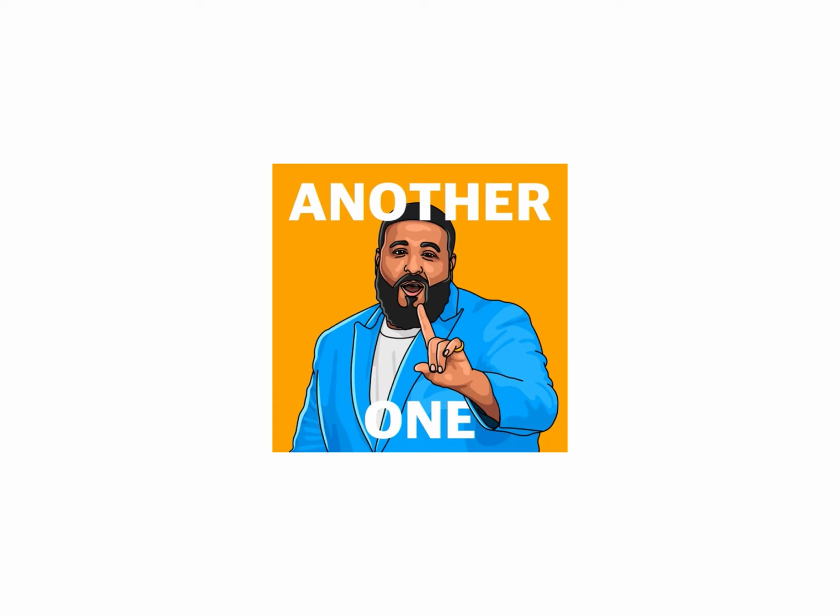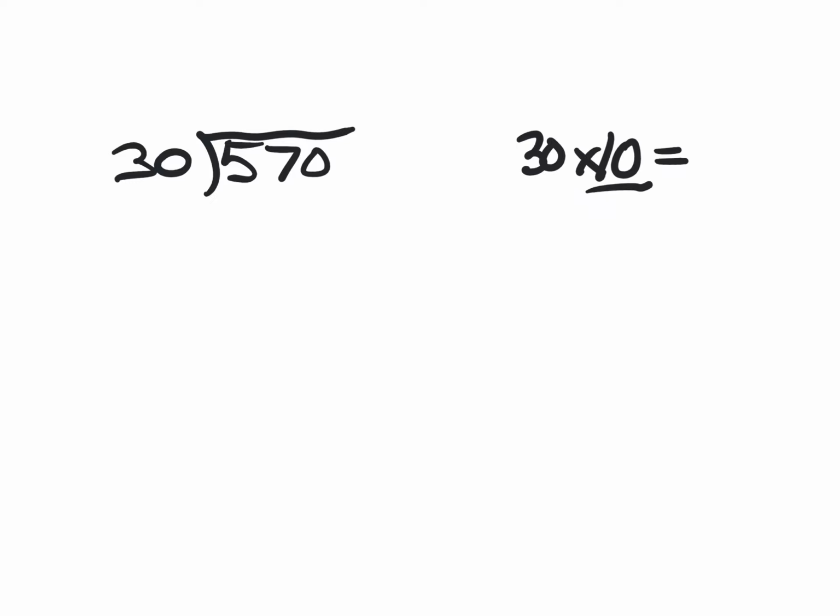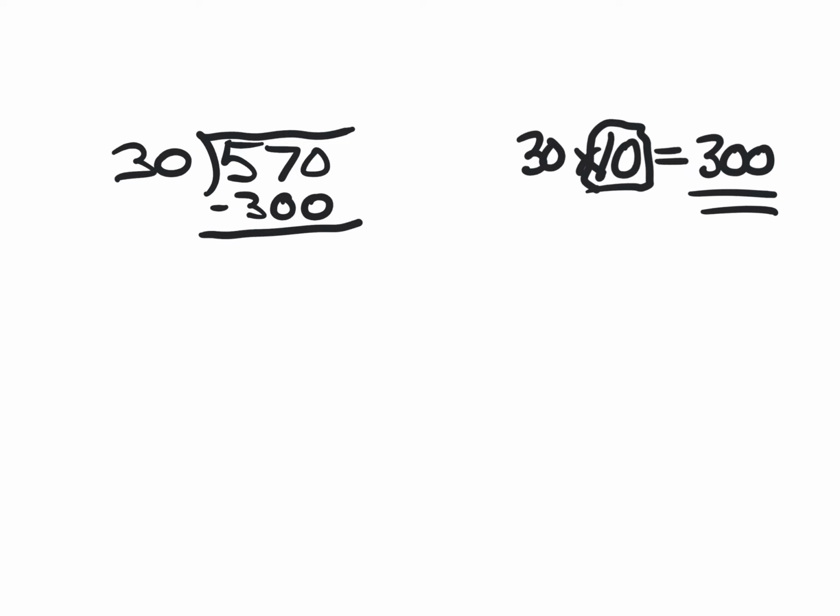All right, let's try one more partial quotients. So let's try 570 divided by 30. Okay, again, I like the 30 times 10 right off the bat to get us our first partial quotient. And as long as that product is less than the dividend and we're able to subtract from it, it works. So 10, we're going to throw 10 up here. We're going to subtract these, and we're going to get 270.